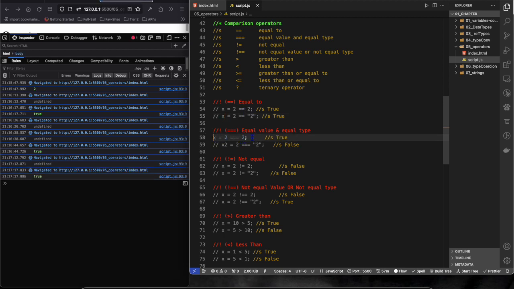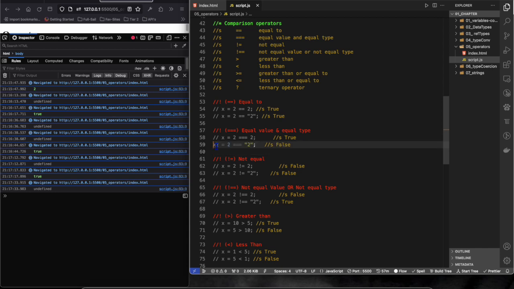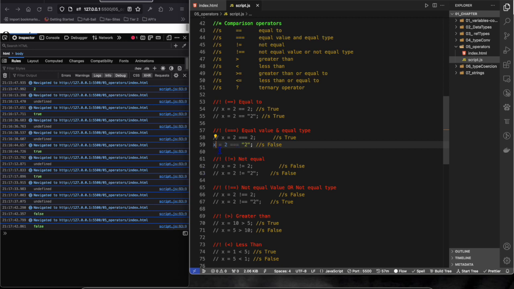Using 3 equal signs, which is equal value and equal type, we have x equals 2, and then the 3 equal signs to 2. That will be true because 2 equals 2. So now when we use a string of 2 with the number 2 on this one, you're gonna get false. So x equals 2, and then the 3 equal signs to a string of 2. This one has equal value, but does not have equal type, so it will make this one false.